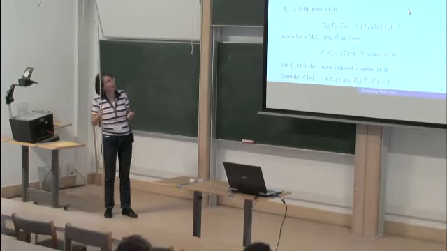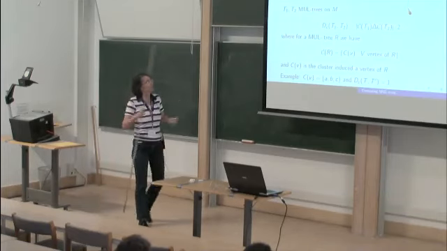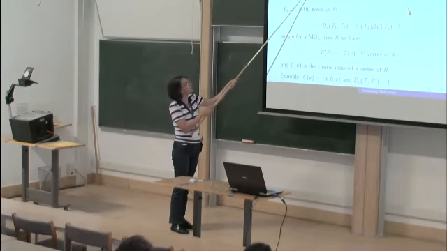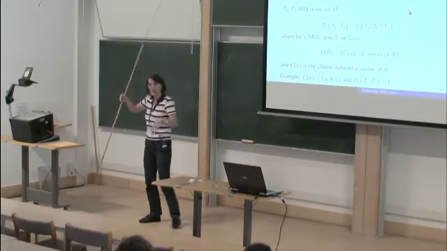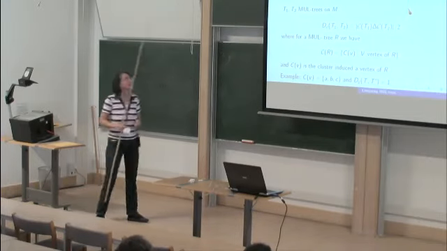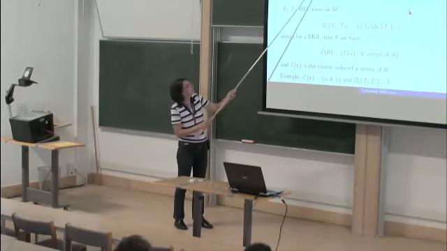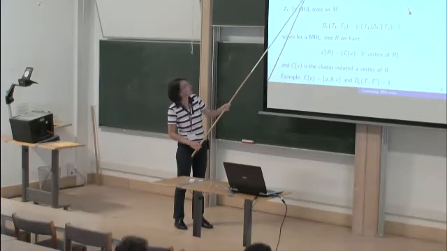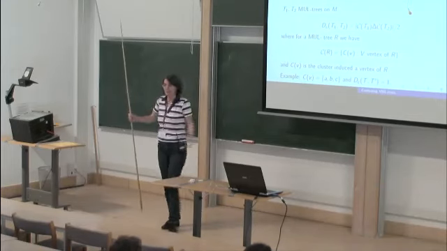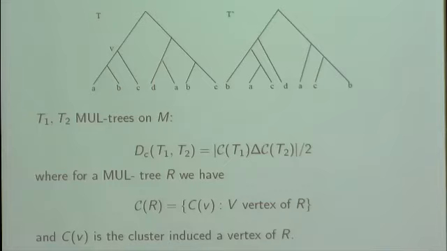Now, if you go back to phylogenetic trees, the cluster metric just says, look at every vertex of my tree, this one here, this one, and so on, and look at all the vertices, all the leaves that can be reached from that vertex. So, for example, to my vertex V I can associate the cluster A, B, and C. Now, if I do this for every interior vertex, then I get my set C of T1 for this tree, and C of T2 for that tree, and then I just take the symmetric difference, divide by 2, that's my cluster metric. Just like you do for phylogenetic trees.